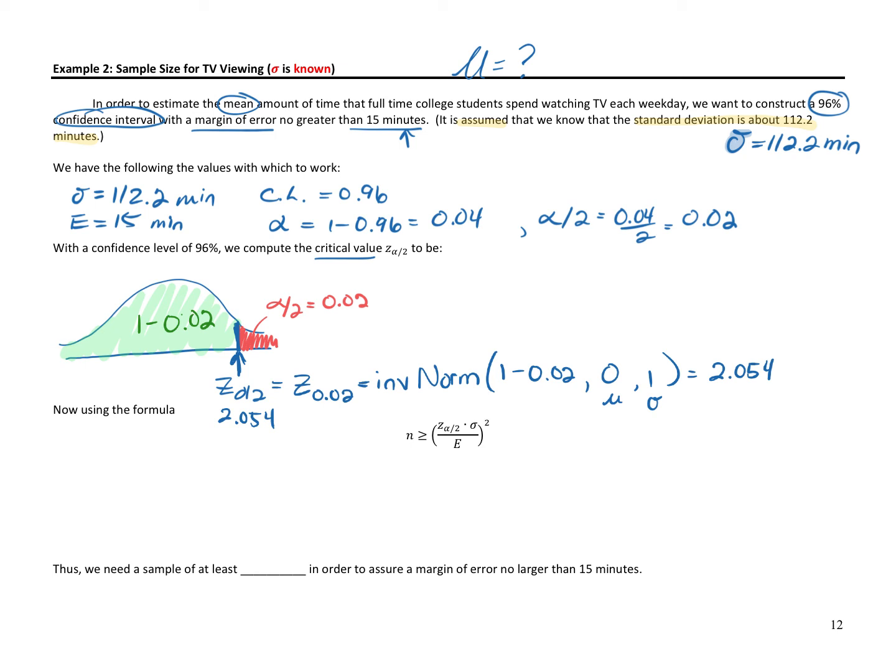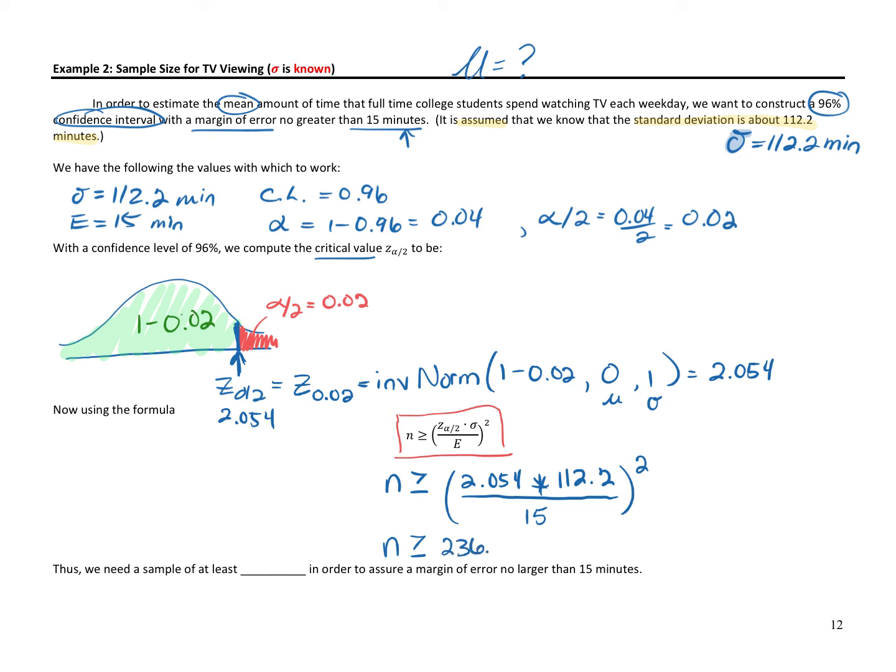Okay, now that I have all the pieces, I can use this formula. You just have to memorize this formula. There's no button on your calculator that will calculate the sample size for you. So once we put everything in, we'll be able to estimate n. So n is going to be greater than or equal to our critical value, 2.054, times sigma, which is 112.2, divided by your margin of error, which is 15, and then raise this whole thing to the second power. Type all of that into your calculator, and you should get something close to 236.05. So let's just round that to 237.